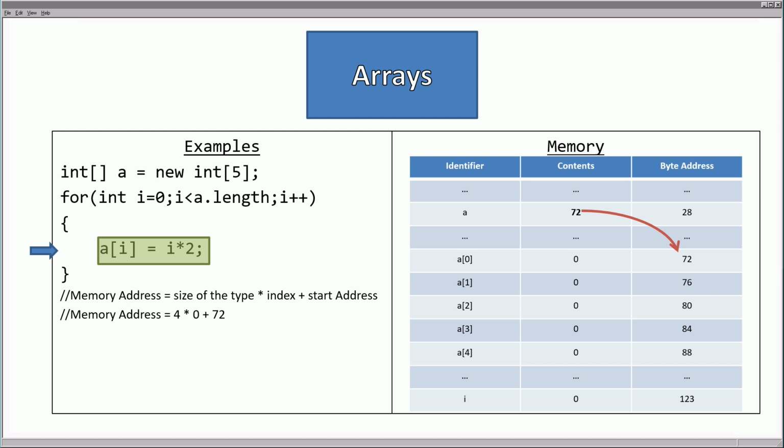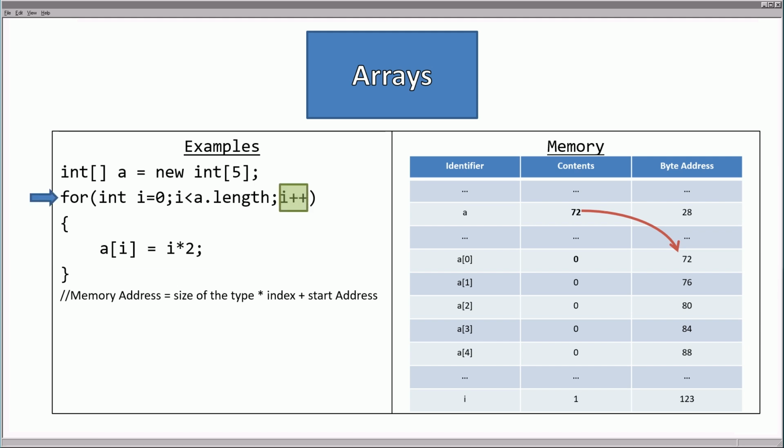Another way to think about this is whenever you are indexing into an array, what you have here is the type. Now, as this is an integer, this is 4 bytes in memory. You take the 4 bytes and multiply it by the index inside of here and add it to the start address. In this case, the start address is 72. The amount of bytes is 4. 4 times 0 is 0 plus 72, so assign the value at 72 the value of 0.